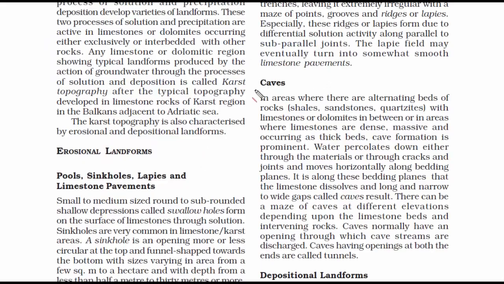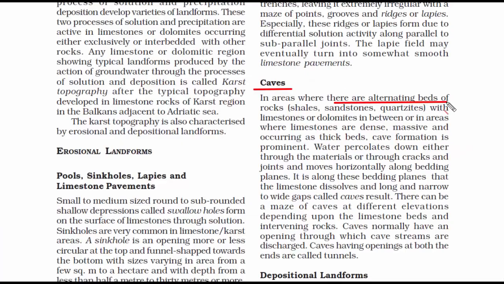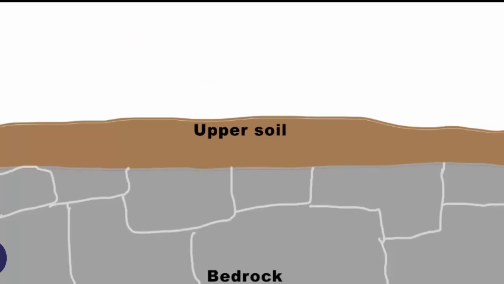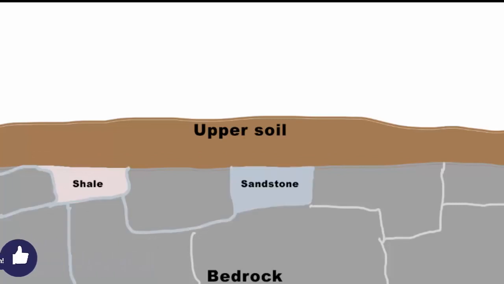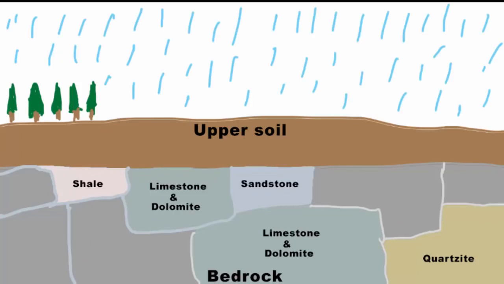The second type of groundwater erosional landform is caves. These are underground caves that form because of running water, and they usually occur where there is an alternating bed of rocks. When you dig the surface and reach a sufficient depth, you will find bedrocks, and these bedrocks continue in the form of portions. So alternating bed means if suppose there is a rock bed of shale, and then there is a rock bed of sandstone, and then again there is a rock bed of quartzites, and in between these 3 rock beds you have limestones or dolomites, and these rock beds are dense, massive and thick beds.